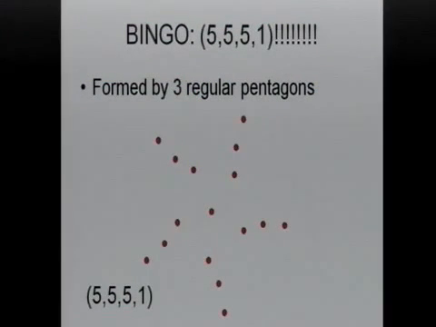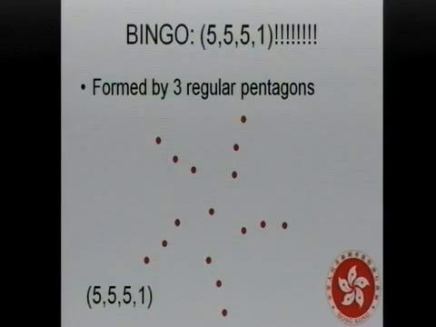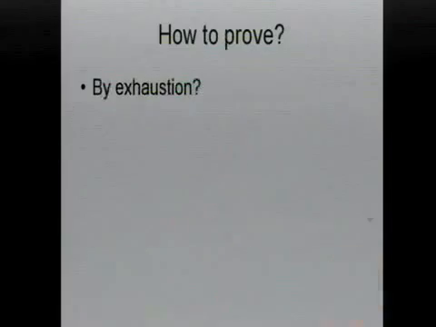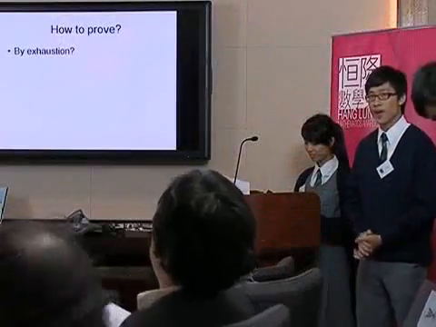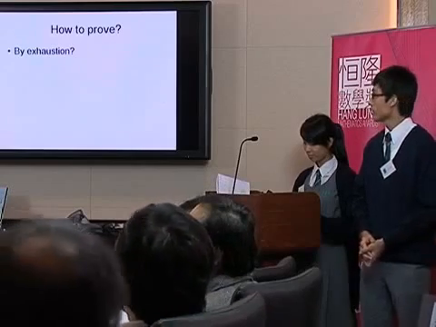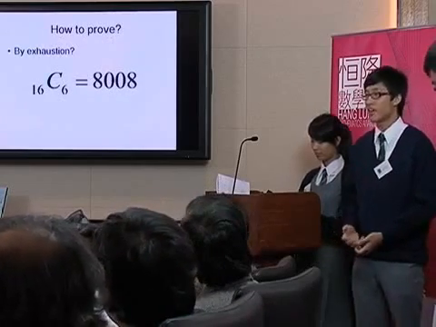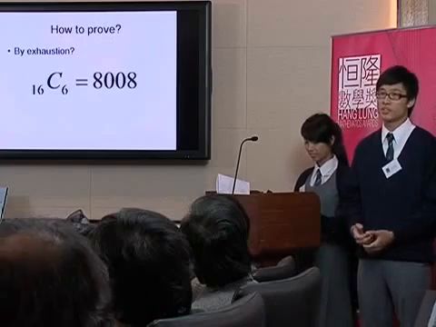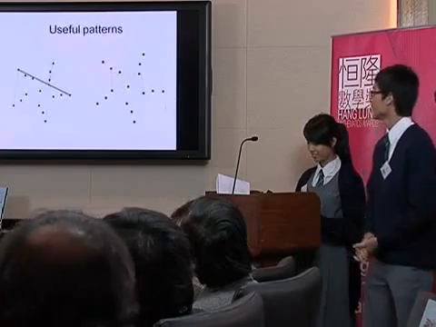And amazingly, we found a result: an example of 5551 without forming any convex hexagon. And luckily, it is also similar to our regional flag of Hong Kong. And then we think, how do we prove these examples? By exhaustion? Definitely not, because 16C6 is 8008. Perhaps we could just finish it before Jesus comes back.